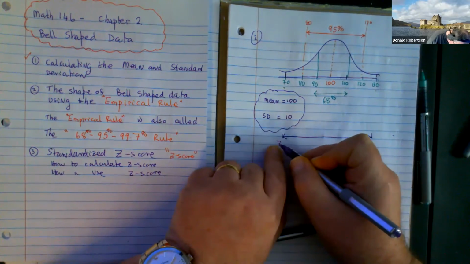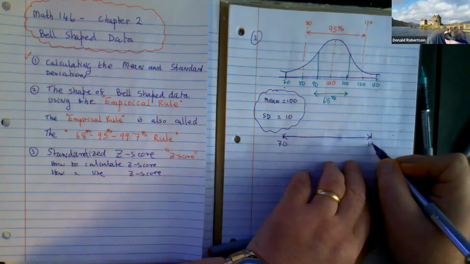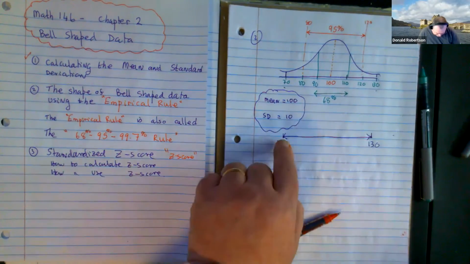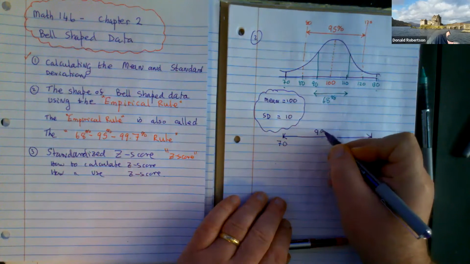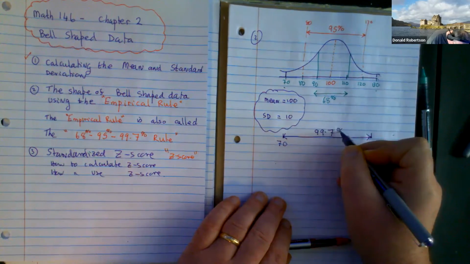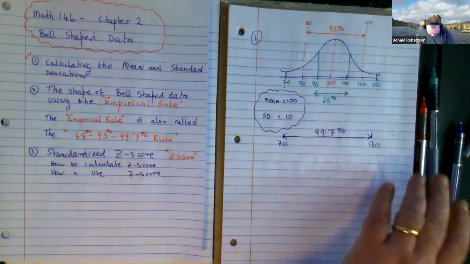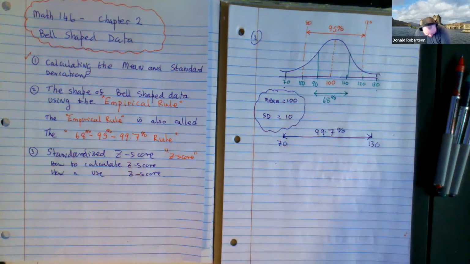So that's from 70 to 130. If you go from there to there, you get 99.7% of all the data. So I can be pretty confident that virtually every single person, right, 99.7% is almost everybody, has an IQ somewhere between, in this case, 70 and 130.